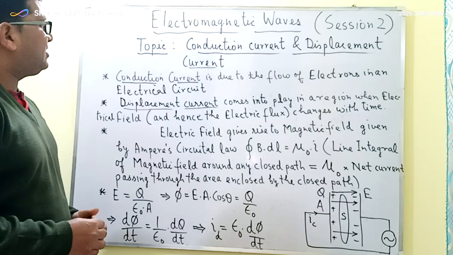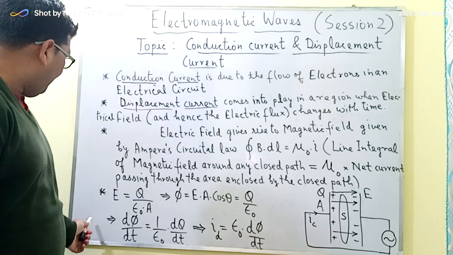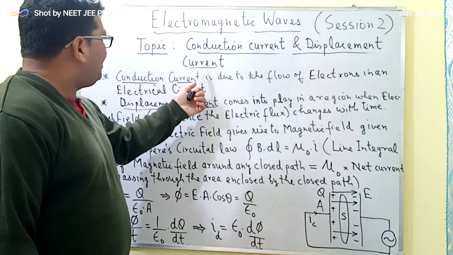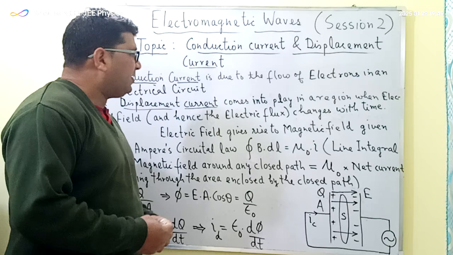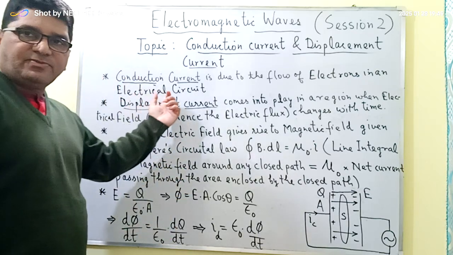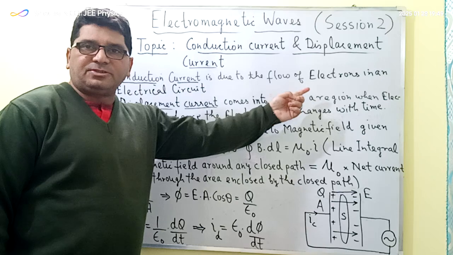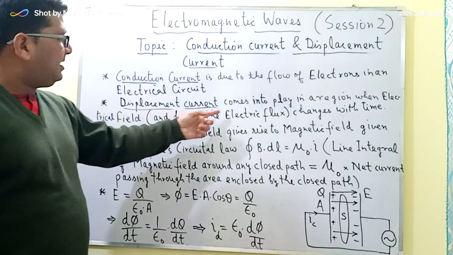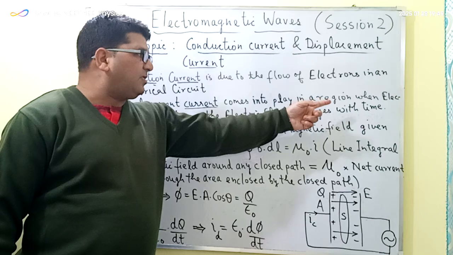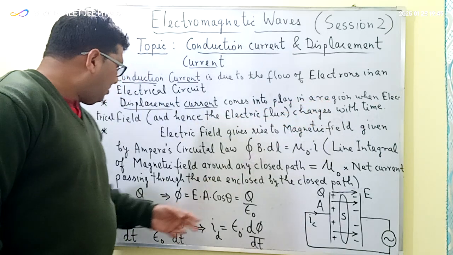The topic is the conduction current and the displacement current, and based on this topic I have written here 4 important points which will help us to understand the conduction current and displacement current in brief. As we all know, conduction current is due to the flow of electrons in an electrical circuit, whereas a displacement current comes into play in a region or space when the electric field or the electric flux changes with time.